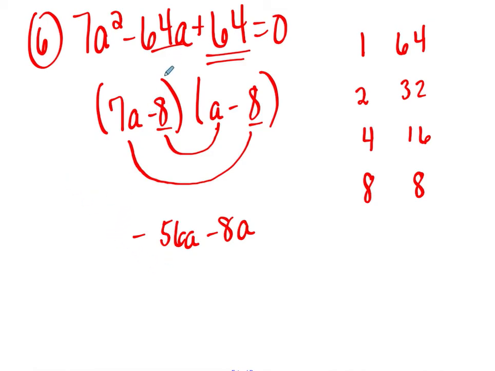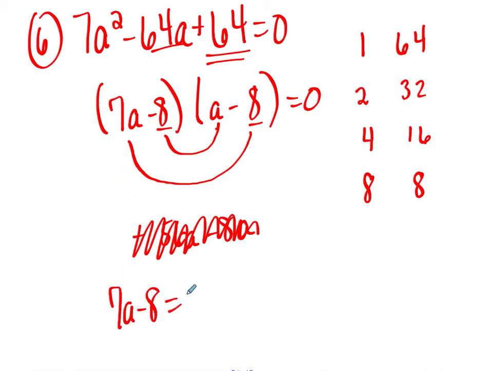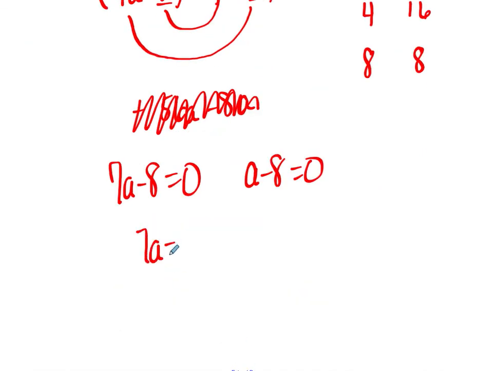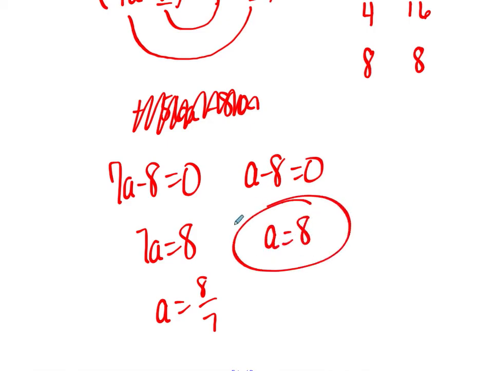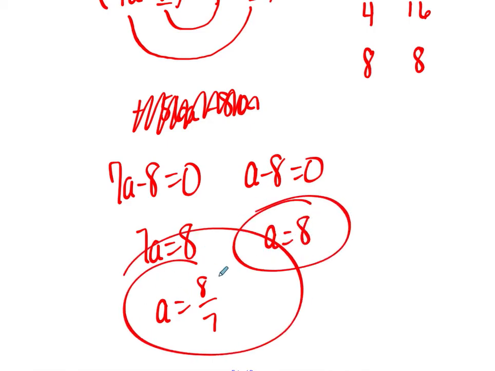I know this is going back, but hold on just a second. Let me finish this one. So this one's correct now. I've checked it and everything. So now 7a minus 8 equals 0, a minus 8 equals 0. Are there any questions on how those are the answers? I put 1.14 instead of 8 over 7. Did I count it wrong? Okay, I'll give you some credit on that one.